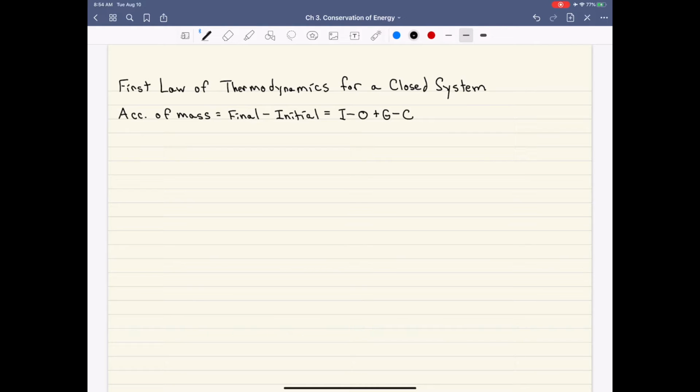For a closed system, not only do we, for mass specifically, not have any generation or consumption, so that's going to be equal to 0, we're also not going to have any sort of inputs or outputs, because this is a closed system. And so this right-hand side of the equation is going to be equal to 0. That means that the final amount of mass in the system is going to be equal to that initial amount of mass. That's what we mean by a closed system.